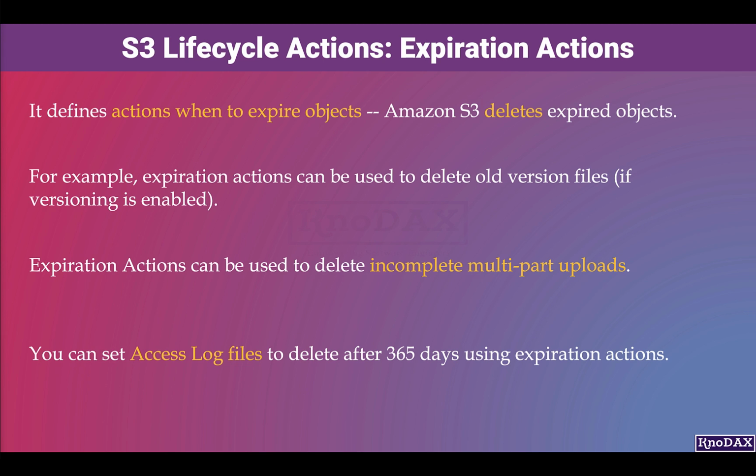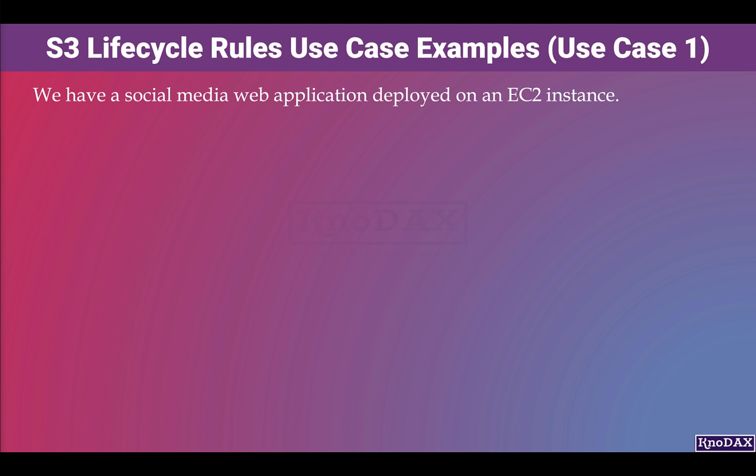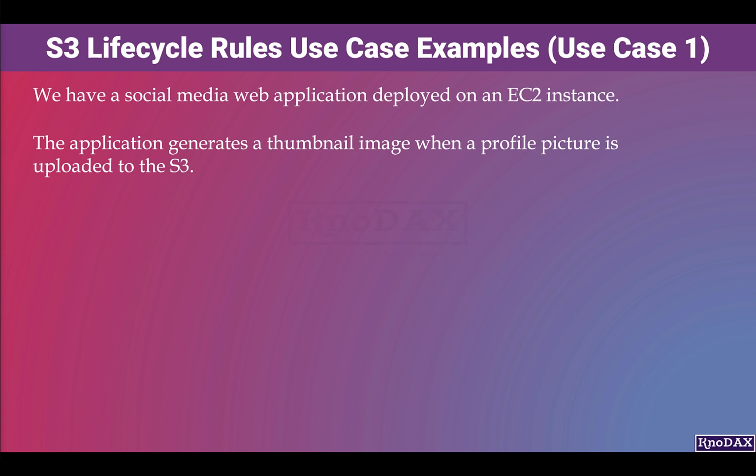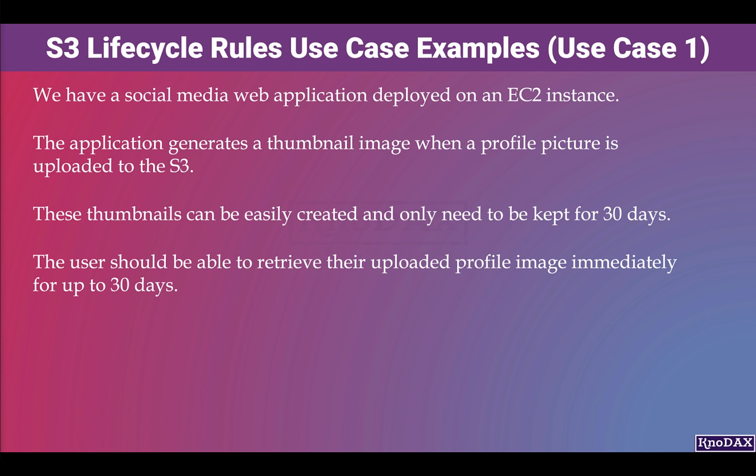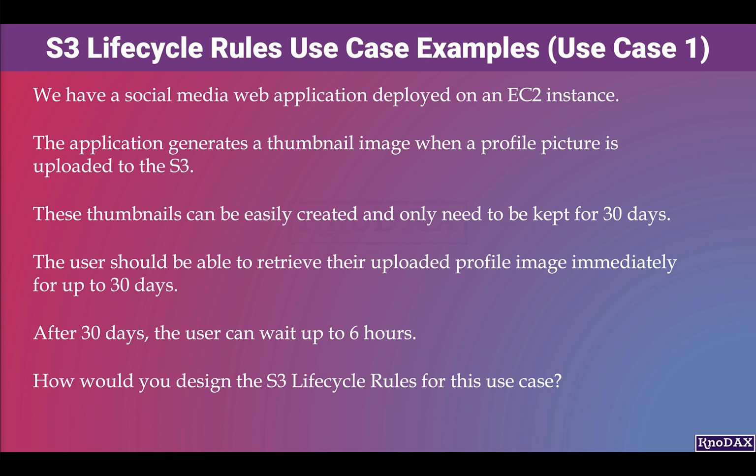Let's look into use cases of S3 lifecycle rules. In the first use case, we have a social media web application deployed on an EC2 instance. The application generates a thumbnail image when a profile picture is uploaded to the S3. These thumbnails can be easily created and only need to be kept for 30 days. The user should be able to retrieve their uploaded profile image immediately for up to 30 days. After 30 days, the user can wait up to 6 hours. How would you design the S3 lifecycle rules for this use case?